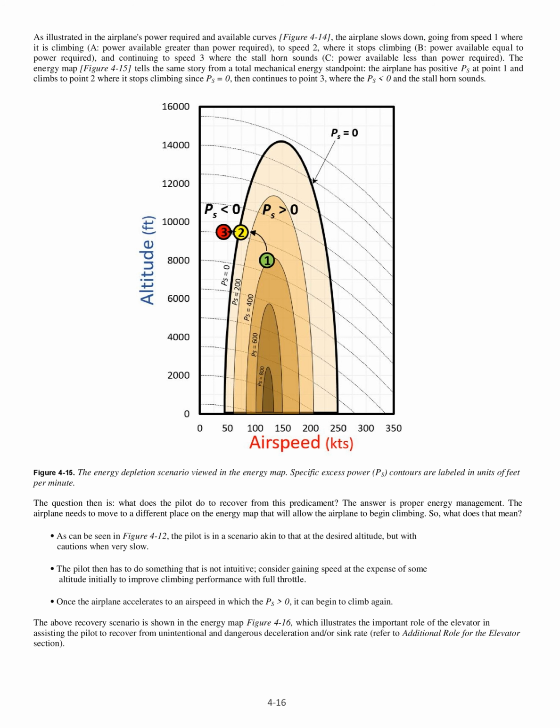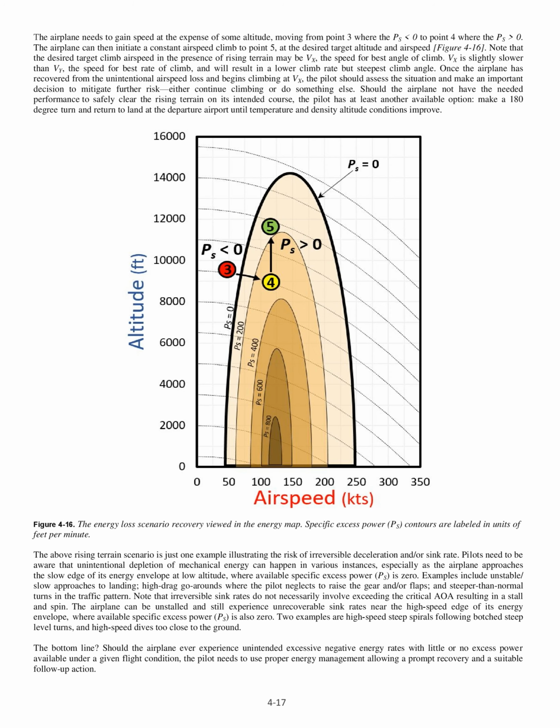The above recovery scenario is shown in the energy map, Figure 4.16, which illustrates the important role of the elevator in assisting the pilot to recover from unintentional and dangerous deceleration and/or sink rate. Refer to the additional role for the elevator section. The airplane needs to gain speed at the expense of some altitude, moving from point 3 where PS is less than 0 to point 4 where PS is greater than 0. The airplane can then initiate a constant airspeed climb to point 5, at the desired target altitude and airspeed.